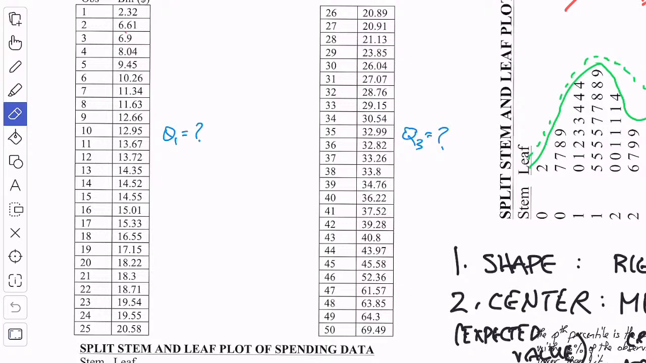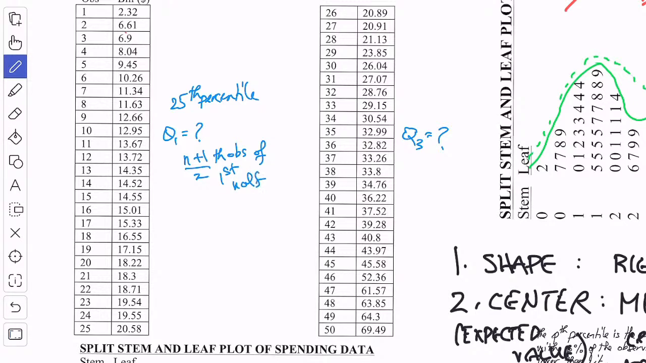Q1 is the 25th percentile and it's found at n plus 1 divided by 2 of the first half. Okay. Now, since the median was not any of these values, I'm going to make a note. You have to drop the median to do this. But median is not one of the values, so it doesn't matter.